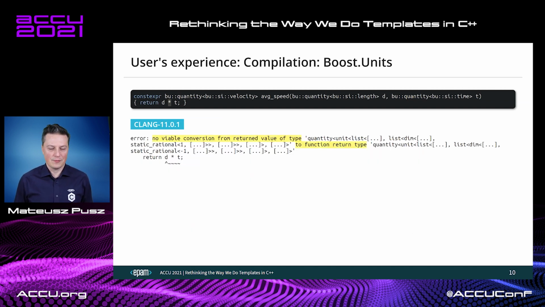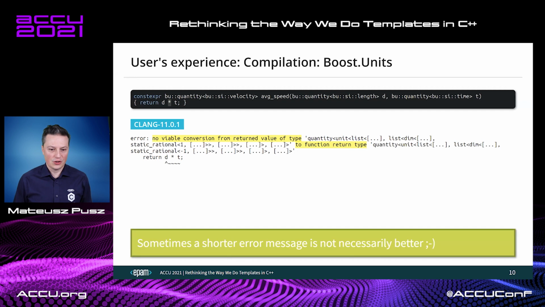Now, what about Clang? Clang is known to provide shorter and better diagnostics in error logs, and actually, this is what Clang provides. No viable conversion from returned value of type quantity to function return type quantity. And I expect right now everyone knows what's wrong with this function, right? Or not? Right? Short error messages sometimes are not necessarily better. They don't provide enough context.